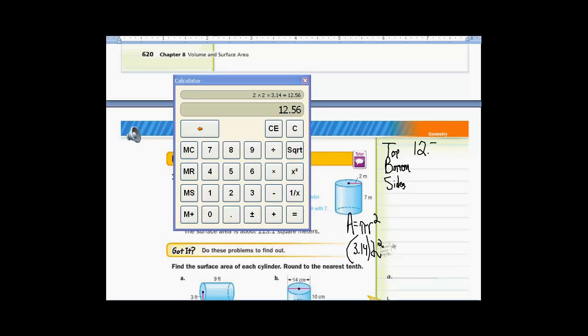Try not to round until the very end. Put all your numbers there. So 12.56, if that's the top, that's also the same as the bottom. 12.56. Now, how would I find the area of the sides?